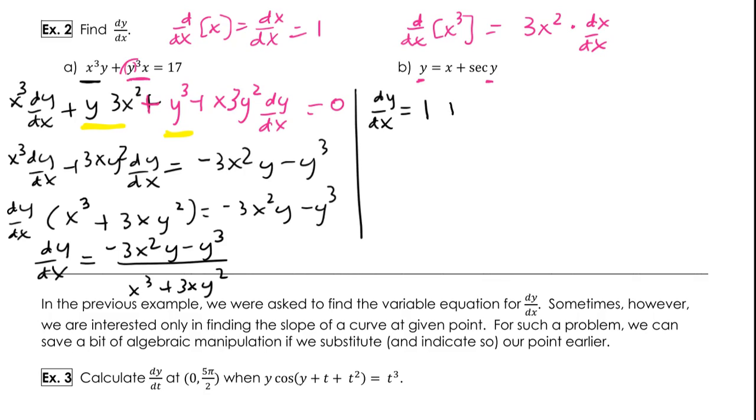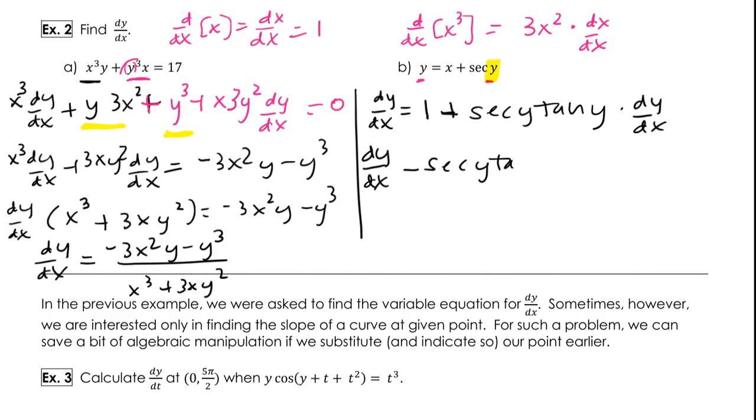Now the derivative of secant, I want you to see that this is chain rule because that's not an x. So the derivative of secant is secant tangent, and then the derivative of the inside stuff, the derivative of y, is just dy/dx. We're going to move all the dy/dx's to one side, so we're going to subtract secant y tangent y dy/dx, and on the right side we're left with a 1.